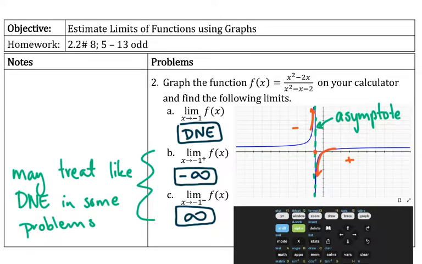So go through these problems from the first set of 2.2 using your calculator and just looking at the pictures. There's not going to be a lot of shown work for these problems.